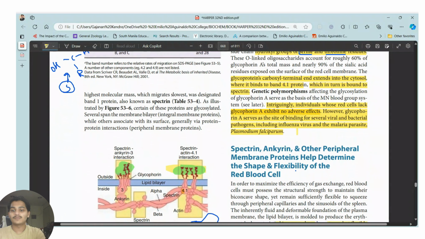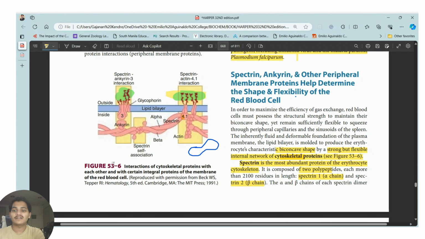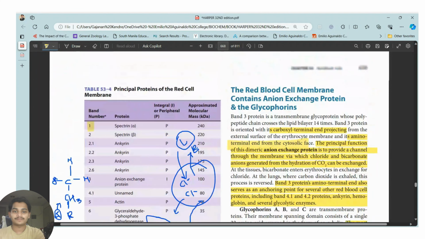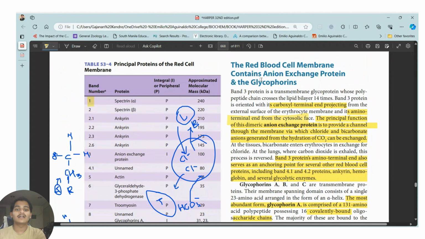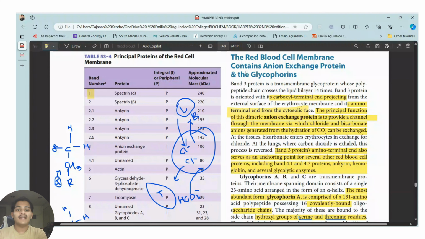This is what I told you earlier. Some proteins are glycosylated, meaning glucose or sugar residues are added on the membrane protein. Some membrane proteins can span the lipid bilayer, and are called integral membrane proteins, while others will be at the surface, forming protein-protein interactions. Like here, ankyrin and spectrin are forming a protein-protein interaction. And then the RBC cell membrane contains an anion exchange protein and the glycophorins. The anion exchange protein is the band 3 protein, as we can see here.